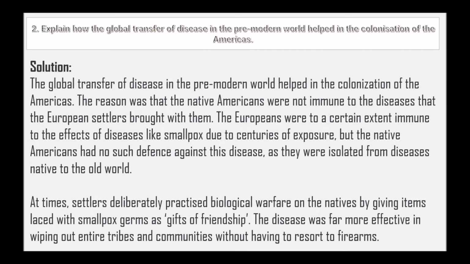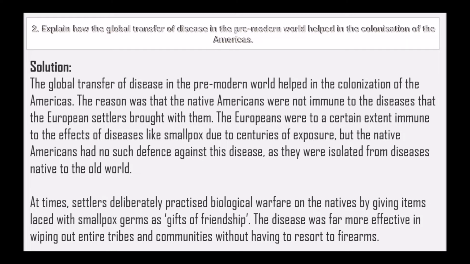Next, explain how the global transfer of disease in the pre-modern world helped in the colonization of the Americas. The global transfer of disease in the pre-modern world helped in the colonization of the Americas. The reason was that the Native Americans were not immune to the diseases that the European settlers brought with them. The Europeans were to a certain extent immune to the effects of diseases like smallpox due to centuries of exposure, but the Native Americans had no such defense against the disease, as they were isolated from diseases native to the old world.